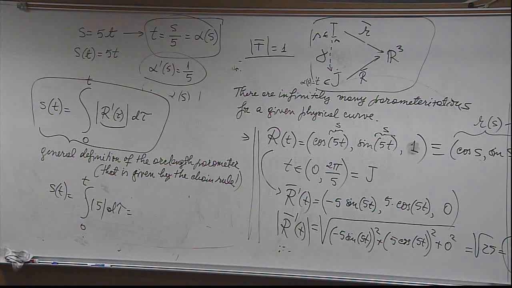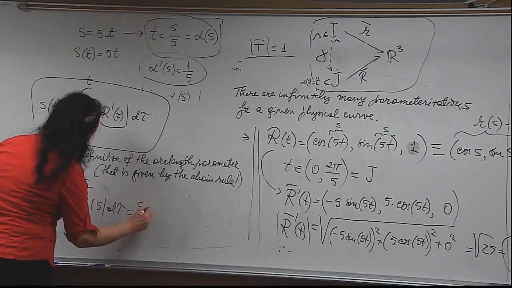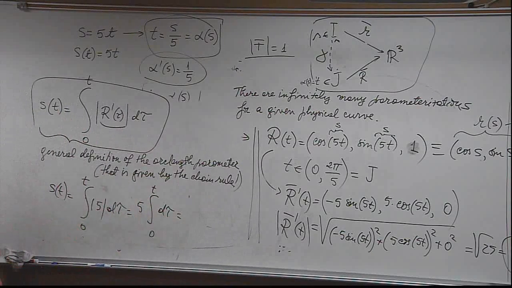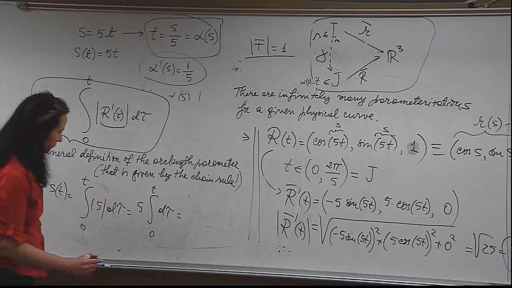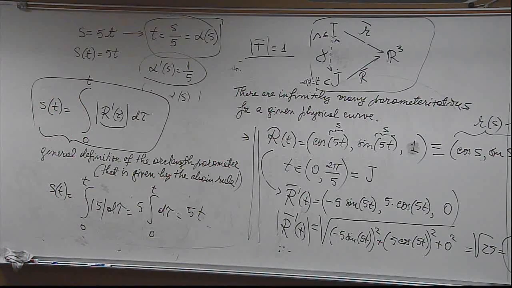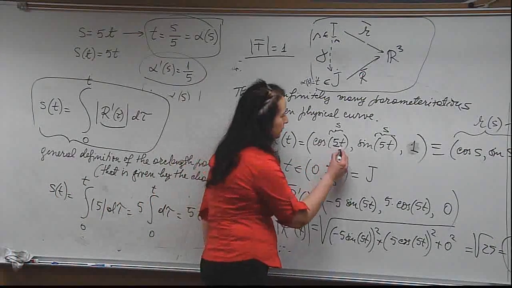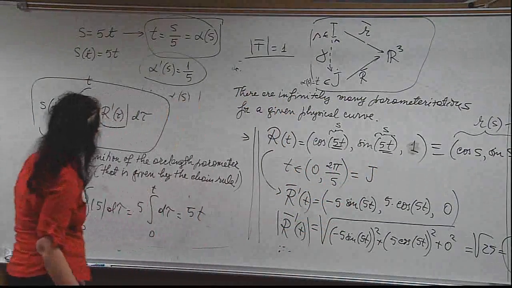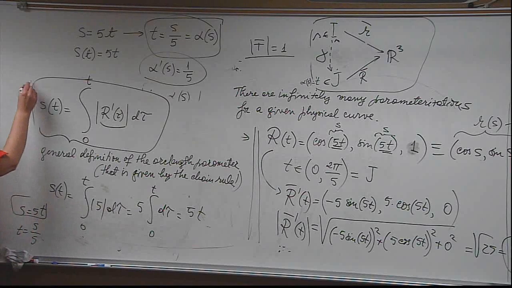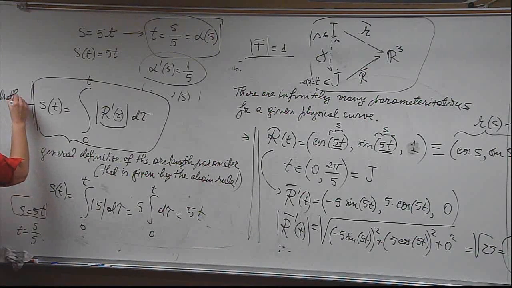And what in the world is the absolute value of 5? It's 5 times the integral from 0 to t of d tau. What is the integral from 0 to t of d tau? t. So s is 5t. But that's what I said before, right? s equals 5t, and t equals s over 5. So this thing, in general, is told to us by who? It has to match the chain rule.